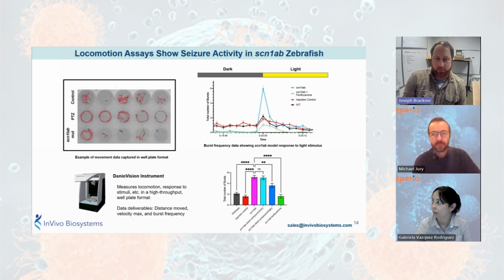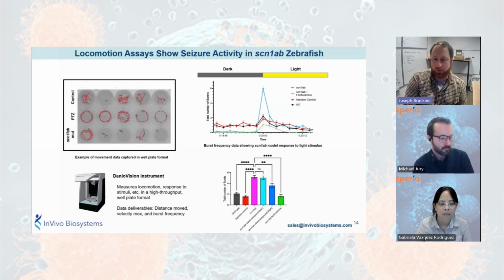And so you can see I put an example of our quantification of this phenotype on the bottom. So again, you can see when we measure the burst in swimming that these animals have in response to this light stimulus, the wild type or injection control burst is very small. In purple, the SCN1 lab mutants have an exaggerated burst. And then we exposed these mutant animals to 2 different concentrations of our client's proprietary compound, which you can see had a dose-dependent effect.